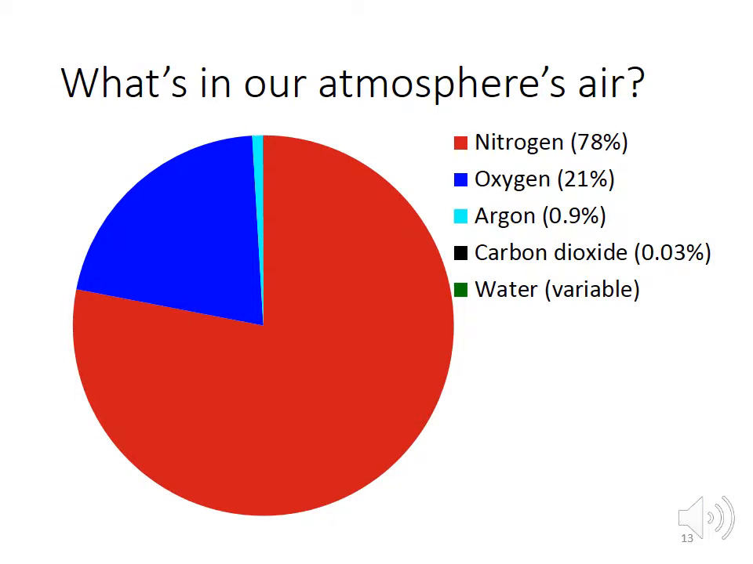If you want to take a look at the distribution of these gases in the atmosphere, you can see that nitrogen gas makes up the majority of our atmosphere, followed by oxygen, followed by argon, and a little bit of carbon dioxide and water.